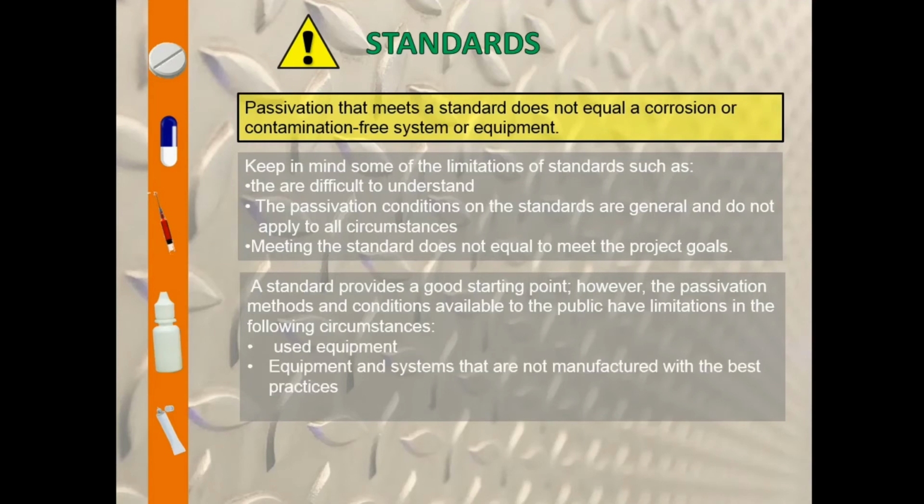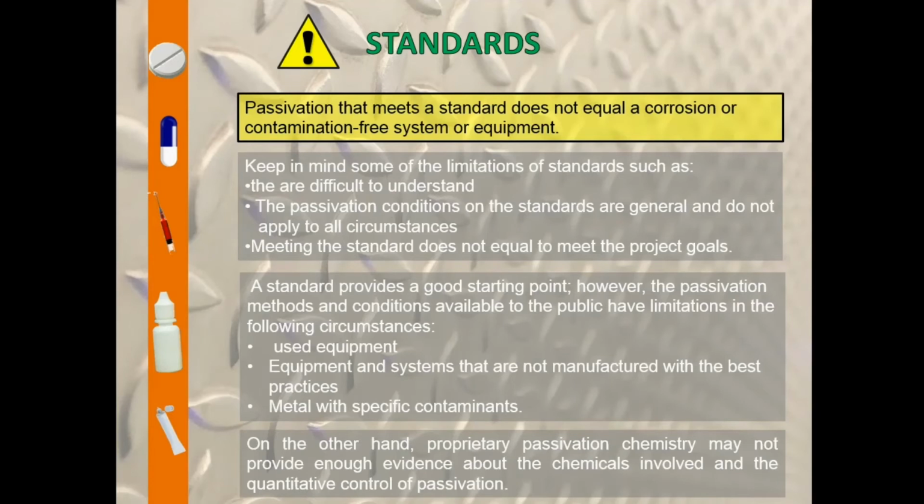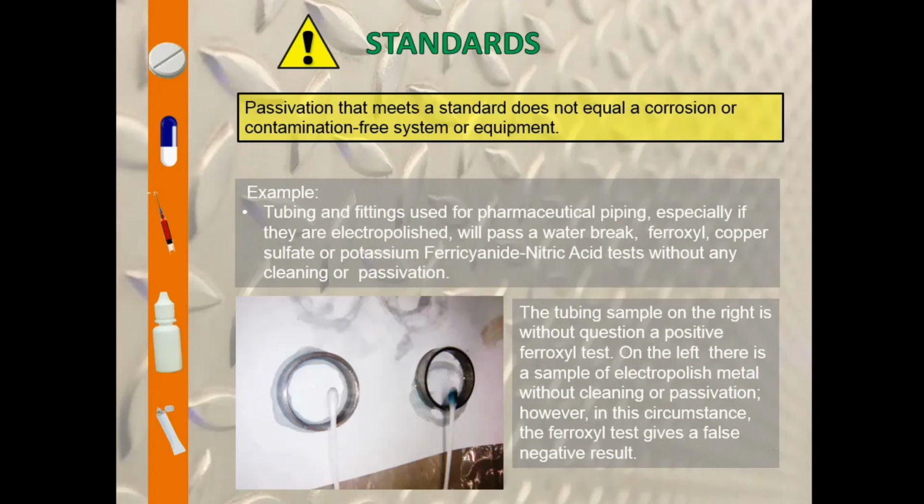Used equipment. Equipment and systems that are not manufactured with the best practices, and metal with specific contaminants. On the other hand, proprietary passivation chemistry may not provide enough evidence about the chemicals involved and the quantitative control of passivation. Tubing and fittings used for pharmaceutical piping, especially if they are electropolished, will pass a water break, ferroxyl, copper sulfate, or potassium ferricyanide nitric acid tests without any cleaning or passivation.